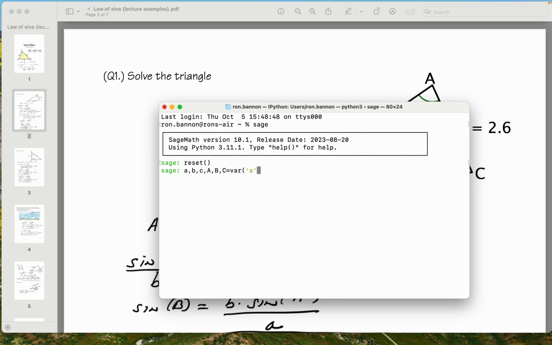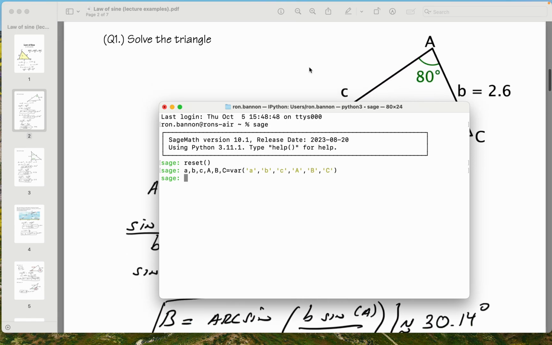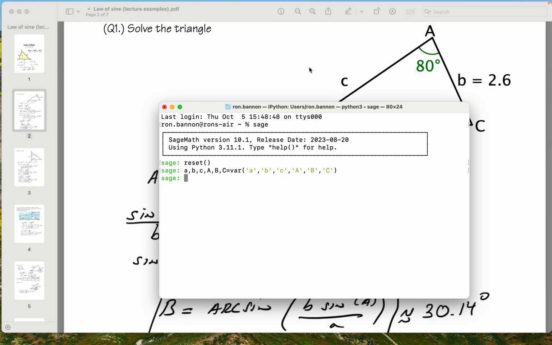So it's going to be a, b, c, uppercase A, uppercase B, and they're different, by the way, and there's going to be an uppercase C. So I've defined 6 variables. Now I want to go over here and write down what I know. I know A is 80 degrees. Remember, in Sage we're only doing radian measure, so I need to convert this. So I'm going to say star pi. I'm going to approximate pi by using the n notation, which is a numerical approximation, and divide by 180. And that's what A is.